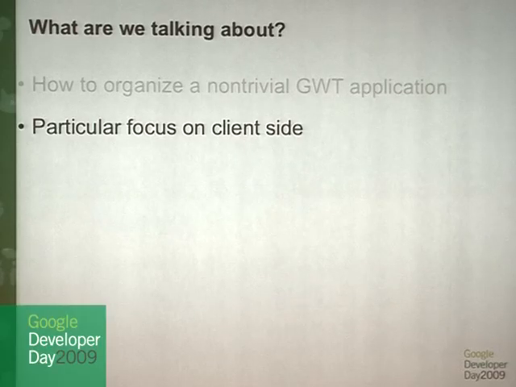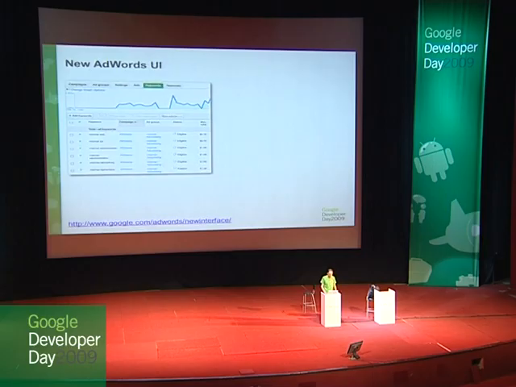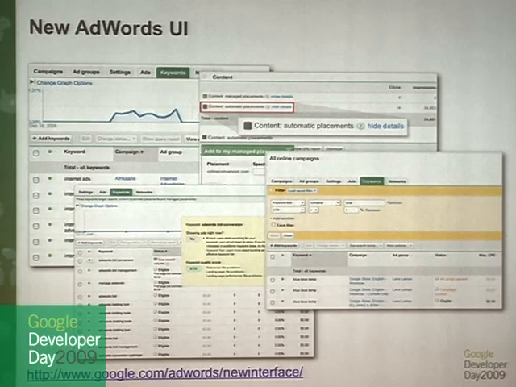We're going to focus on the client side, so the user interface inside the browser in GWT. And we're going to use lessons learned from the new AdWords user interface. This was relaunched a few months ago, and was rewritten from the ground up using GWT. And here are some screenshots from that new user interface. So you can see this is not a very easy application. There's a lot of stuff happening, a lot of complex code, and there are constantly changes that need to happen.